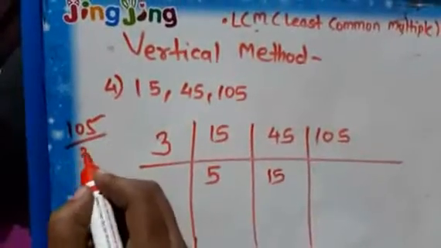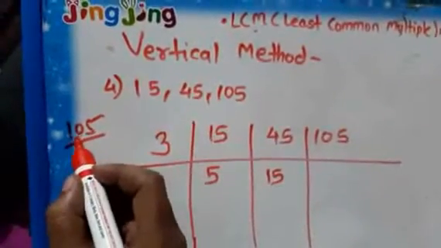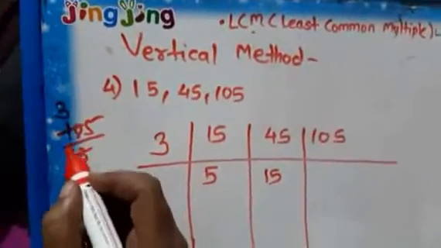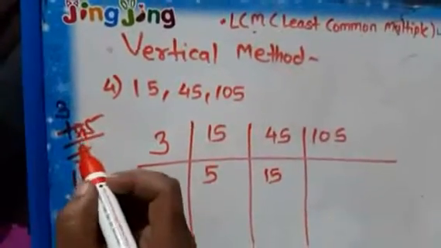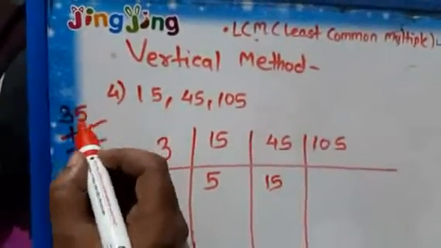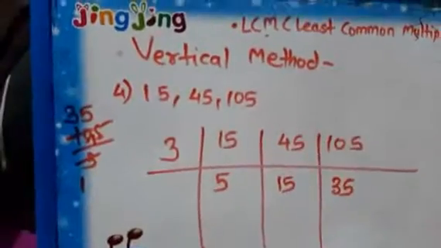Now below 105. 105 divided by 3. First digit is 1, so we have to take 2 digits. Number is 10 now. 3 3s are 9. So 10 minus 9 is 1. So 15. 3 5s are 15. So below this we will write 35.